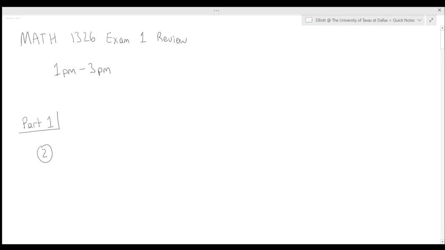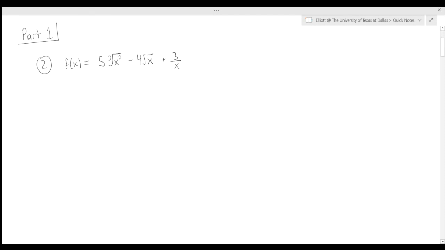Okay. So in problem number 2, we're given the function f of x, which is equal to 5 times the cube root of x squared minus 4 square root of x, and plus 3 over x. We want to find the derivative of this function.